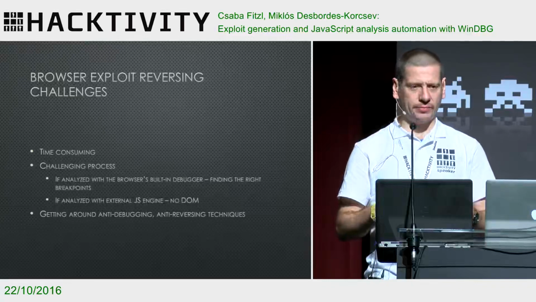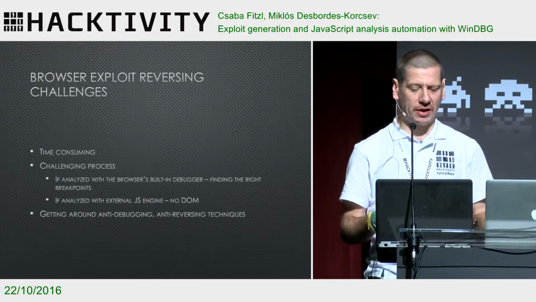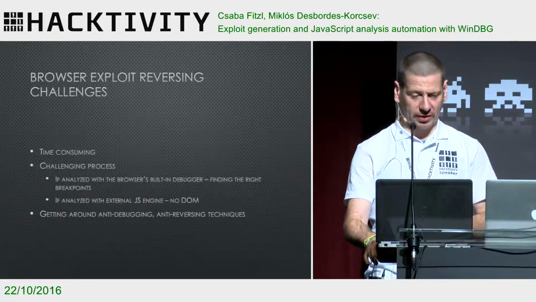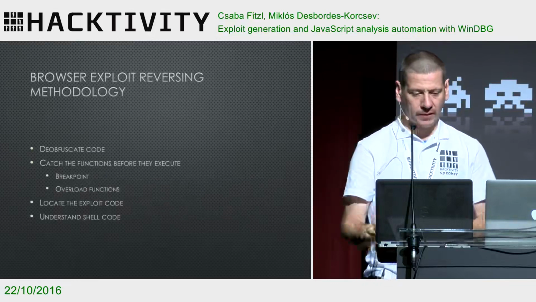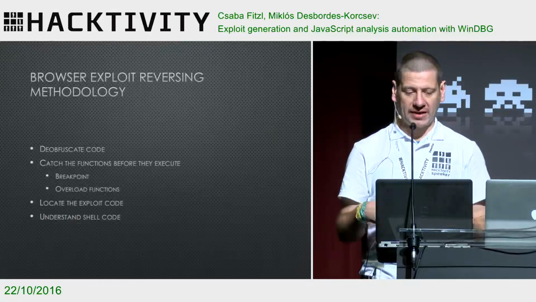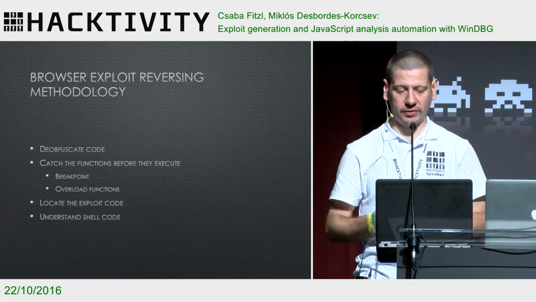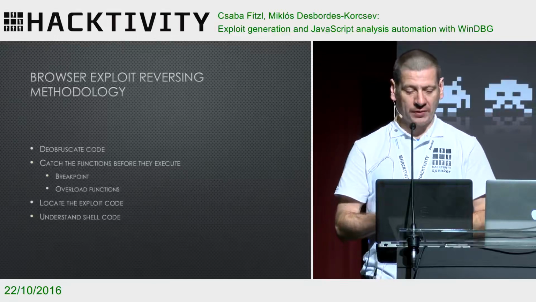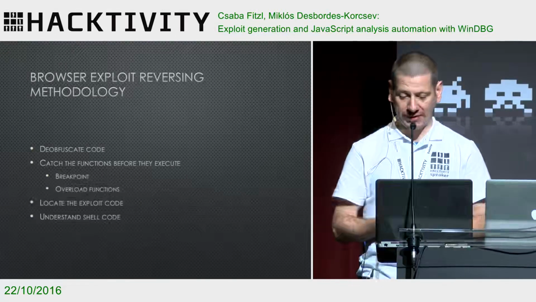Also, a bunch of JavaScript code that we've seen in the wild implements some sort of anti-debugging or anti-reversing techniques, trying to detect whether it's being debugged and either not working or working differently. So the methodology really is to deobfuscate, catch the functions before they execute, set up the breakpoint or even the overloading of the functions if that's your way to do it, and then locate the exploit code and understand the shellcode that happens to be behind it.